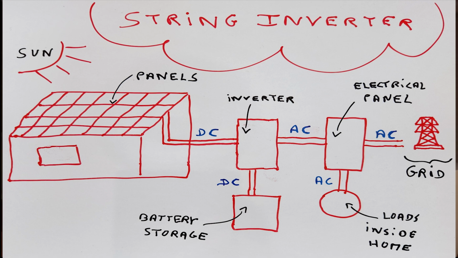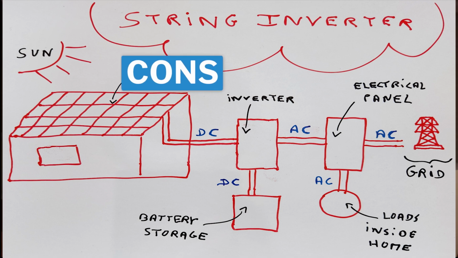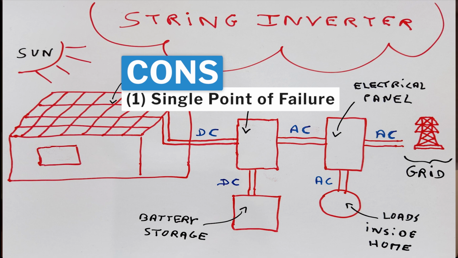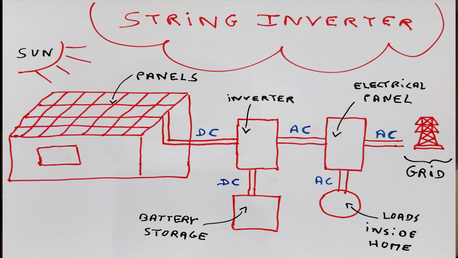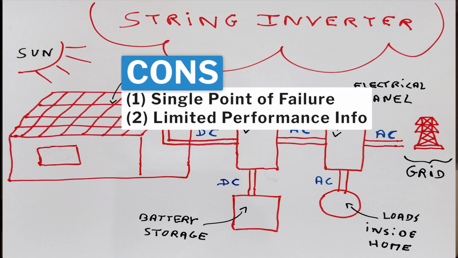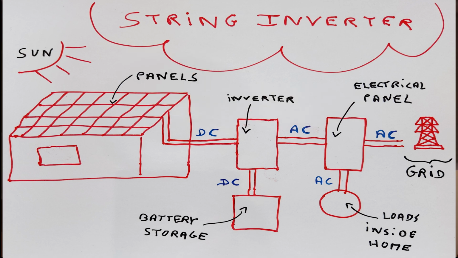However, the string inverter configuration has one major disadvantage, and that is a single point of failure. As we can imagine, with one central inverter, if that one central inverter experiences a failure, then the whole solar system could potentially go down, losing all possible production. Another disadvantage is that it is providing only limited performance information at the string level. So in this case, no individual panel monitoring would be available.